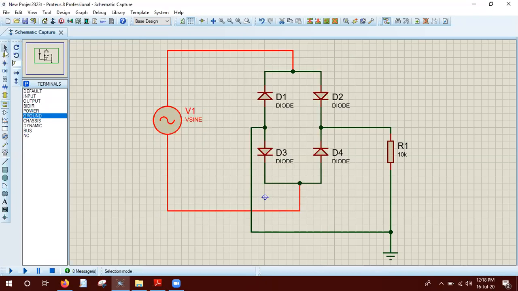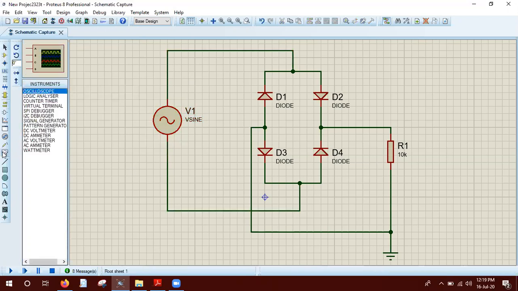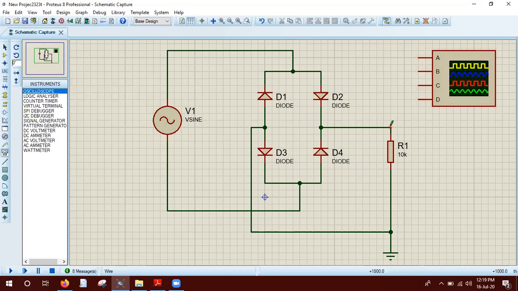So what we'll do, we will add an oscilloscope. We go to the instrument and collect an oscilloscope here. Now we need to see the output voltage. We connected that. If everything is finished, next we'll go to the run simulation button. So you run the simulation.